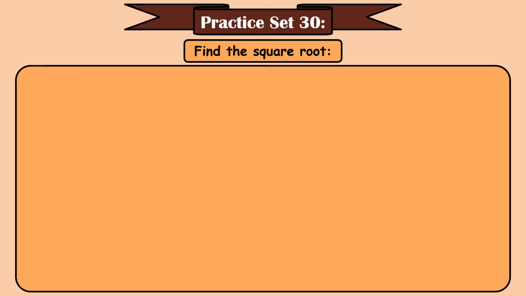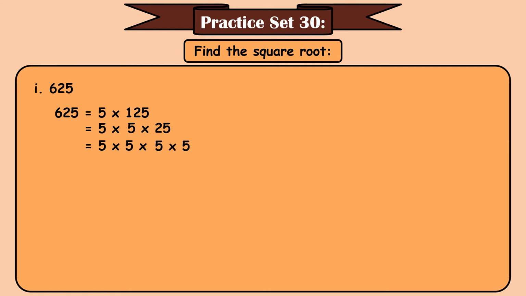So let's solve a few more sums based on the factorization method to find the square root. Practice set 30. Question: find the square root. The first one is 625. 625 can be written as 5 into 125. Write 5 as it is. 125 can be written as 5 into 25. 5 into 5 I'll write as it is, and 25 can be written as 5 into 5. So as you can see, all my numbers are prime numbers. So 625 is equal to 5 into 5 into 5 into 5. Pair it up. 5 and 5 together, 5 and 5 together. So square root of 625 is equal to 5 into 5, that is 25.